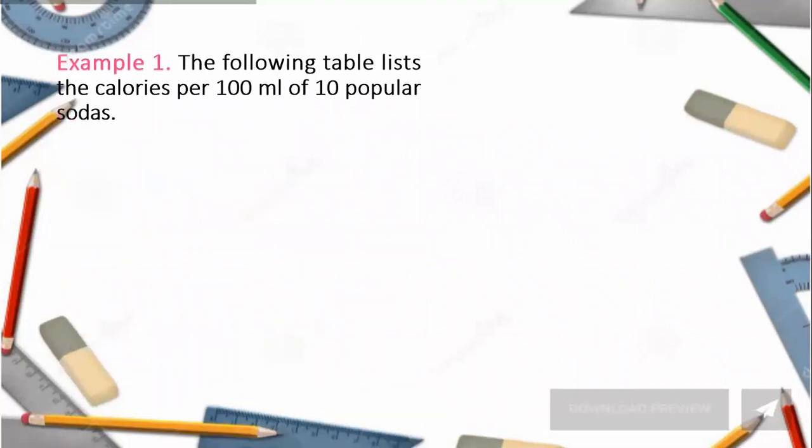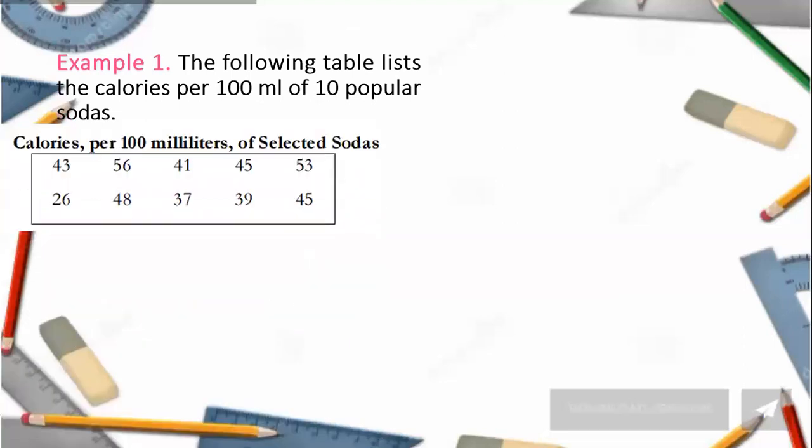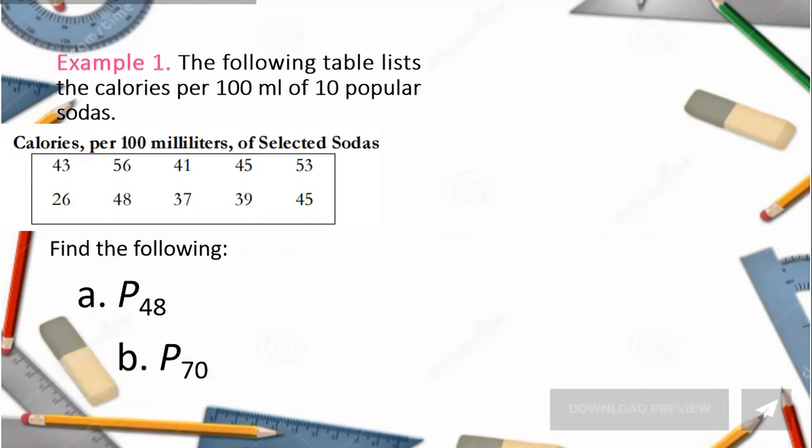To apply the given steps, let's consider examples. For the first example, the following table lists the calories per 100 ml of 10 popular sodas. So we are given the calories of selected sodas. Find first the 48th percentile, and second, find the 70th percentile.